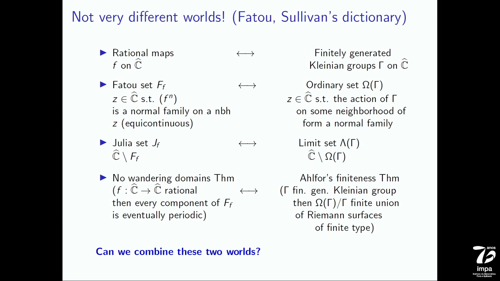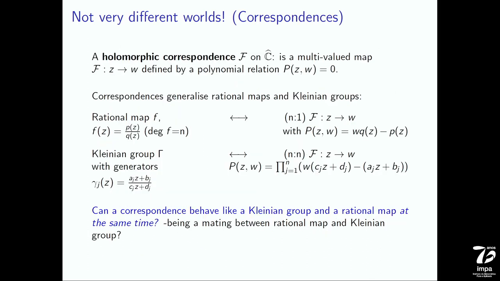And in this talk, we are interested in whether we can combine these two worlds in a single object. But for this to happen, we need an object that can be a group and that can be a map, because a map is not a group and a group is not a map, right? So we leave the world of maps and the world of groups and we enter the world of holomorphic correspondences.